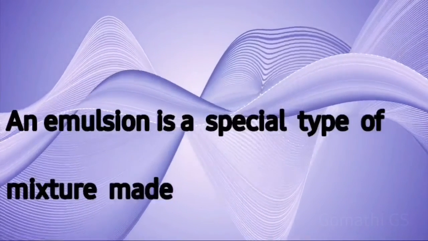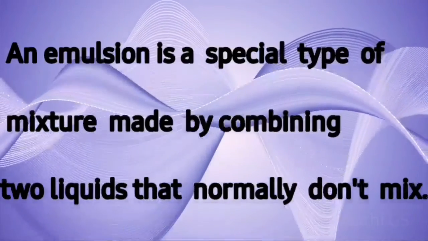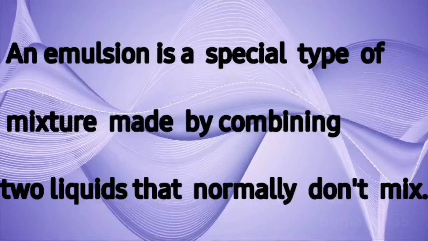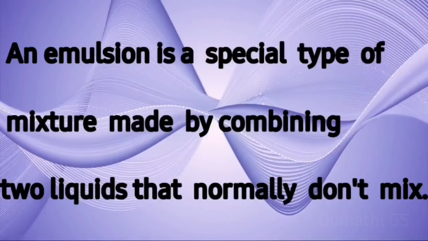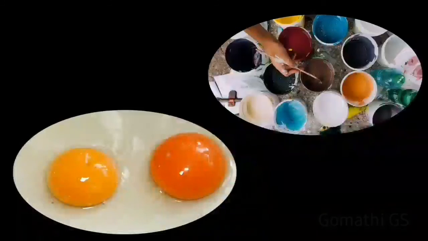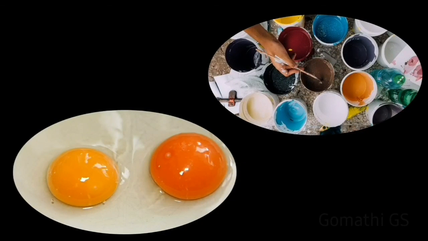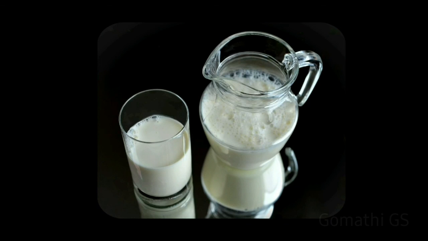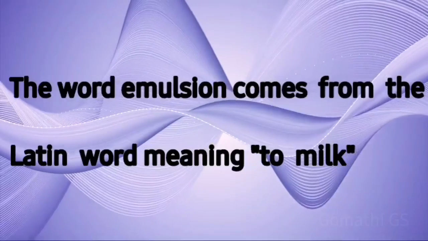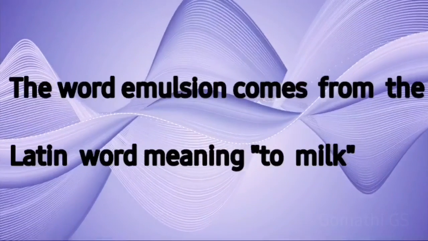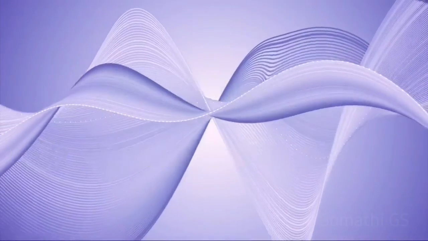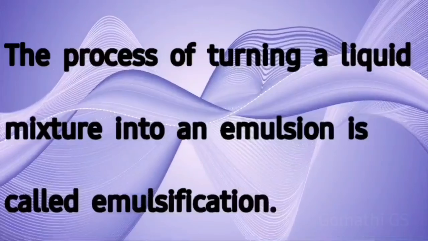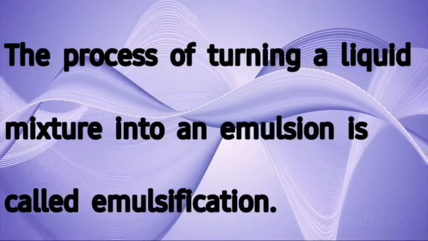Children, now we are going to discuss a special kind of colloid, that is emulsion. An emulsion is a special type of mixture made by combining two liquids that normally don't mix. Egg yolk, paint, milk, cream, butter, facial creams are the common examples of emulsion. The process of turning a liquid mixture into an emulsion is called emulsification.